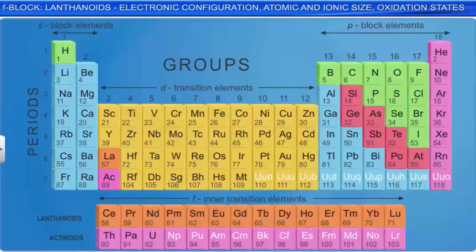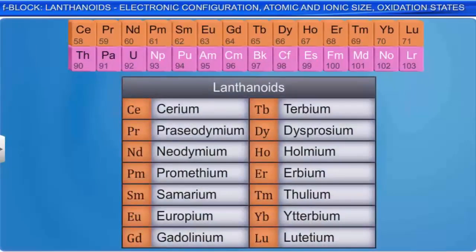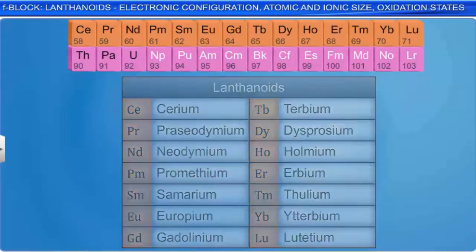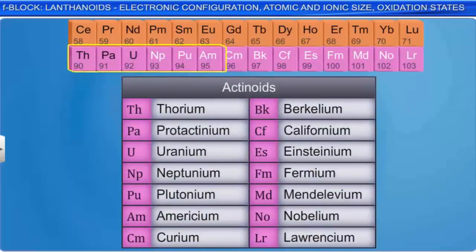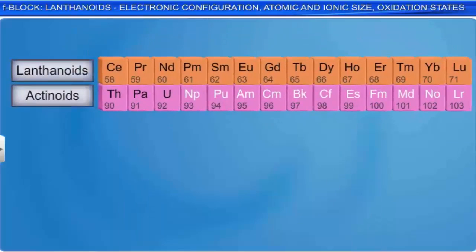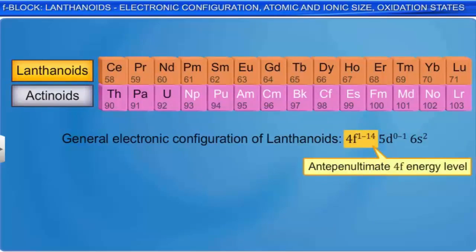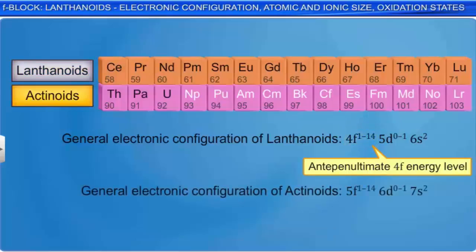The two rows of elements at the bottom of the periodic table constitute the F block elements. These include the 14 elements from cerium to lutetium, called the lanthanoids, and the 14 elements from thorium to lawrencium, called the actinoids. While lanthanoids are characterized by the filling up of the antepenultimate 4f energy level, actinoids are characterized by the filling up of 5f energy level. These two series of elements are, therefore, called the inner transition elements.